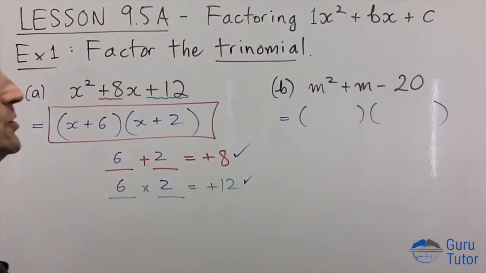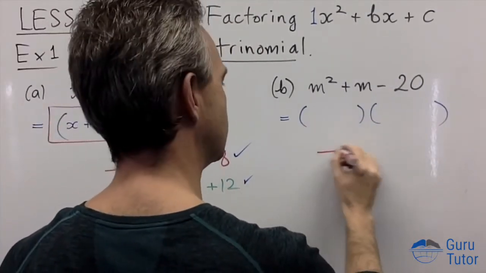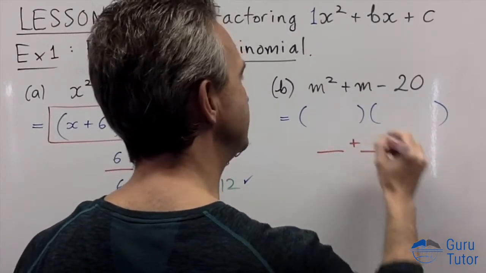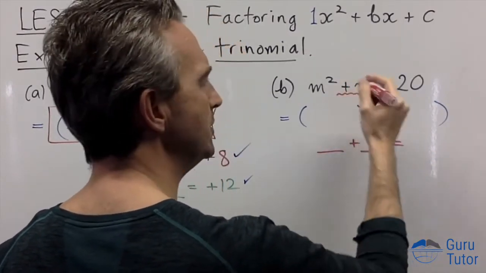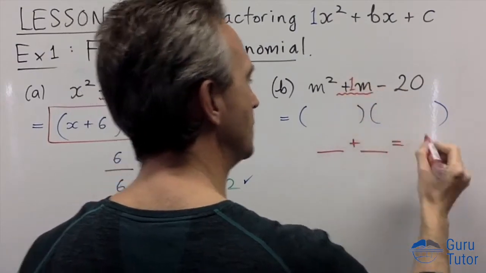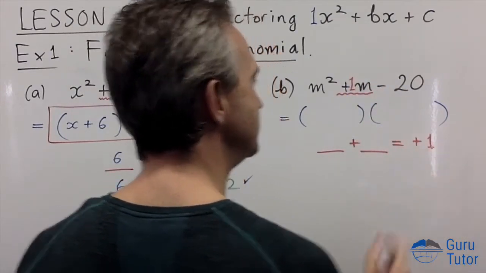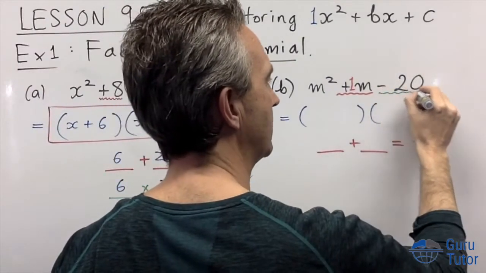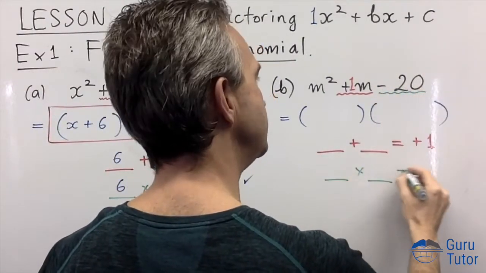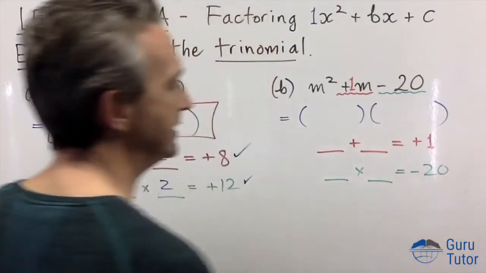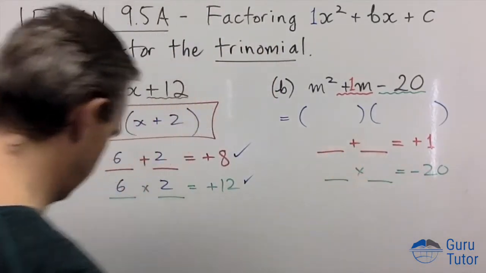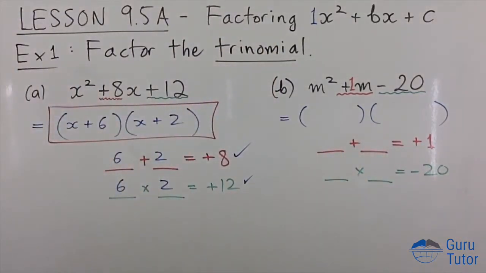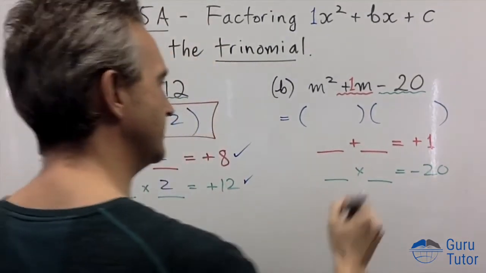This time we are looking for two numbers that add to give, there's no number there, that means there's a 1 there. We're looking for two numbers that add to give plus 1, and we're looking for two numbers that multiply to give minus 20. And it's got to be the same two numbers. Okay, I get it. 10 and 2.